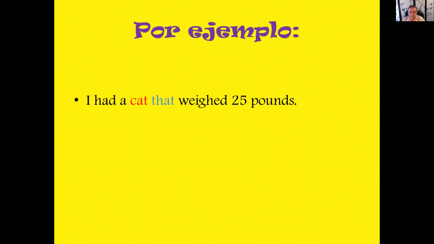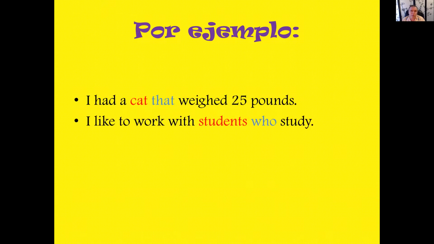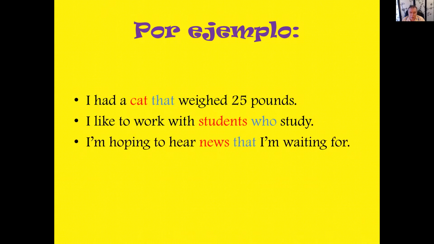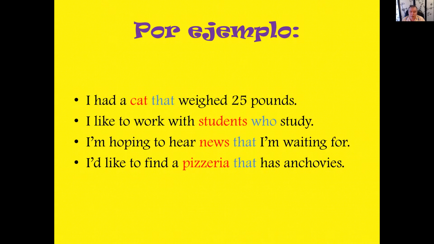So here we go. I'm going to give you 5 scenarios. Por ejemplo, I had a cat that weighed 25 pounds. I like to work with students who study and also with students who don't. It's always fun. I'm hoping to hear news that I'm waiting for. I'd like to find a pizzeria that has anchovies or serves anchovies. And I need a car that gets 700 miles per gallon. So these 5 scenarios, we're going to talk about them now.